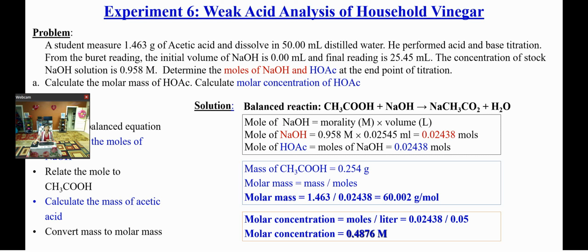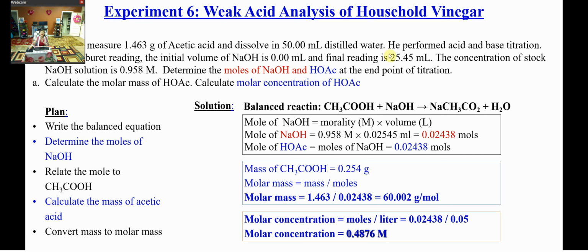What I want everybody to do is calculate the moles of sodium hydroxide and the moles of acetic acid at the end point of your titration. End point means at a certain point you are going to stop titrating. At that point, the color of your pH indicator changes from colorless to pink. Make sure it's a light pink. At this point, you are going to stop your titration.